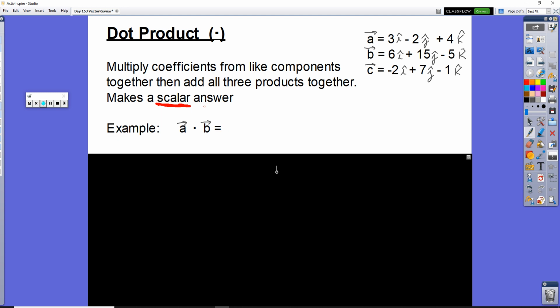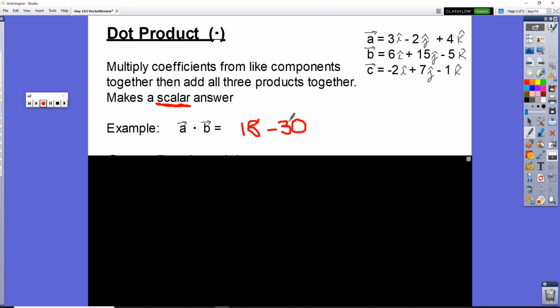So let's practice this. If we have vector A, which is 3i minus 2j plus 4k, and vector B, which is 6i plus 15j minus 5k, and somebody asks you to do the dot product, see the symbol dot in between, we're going to take the numbers from in front of the i's, 3 times 6, which is just 18, and then we're going to take the numbers from in front of the j's, which is -2 times 15, which is going to be -30. And then the coefficients from in front of the k's, which is 4 times -5, which is going to be -20. Putting this all together, you're going to get an answer here of -32.